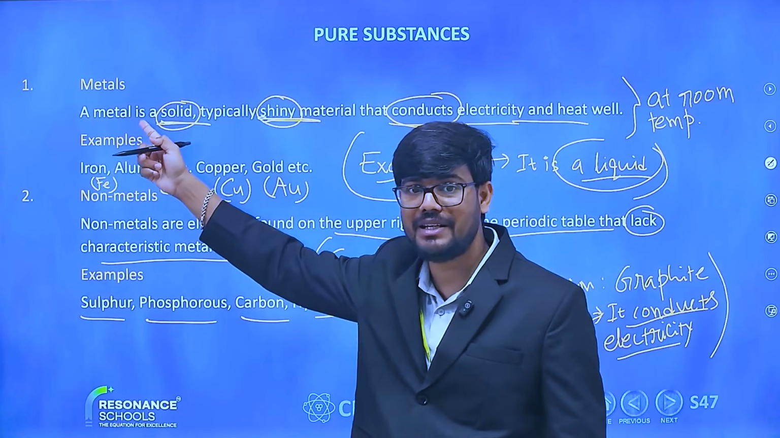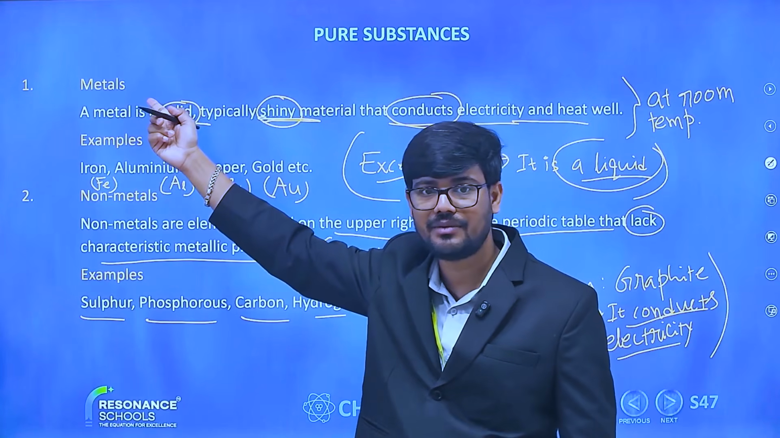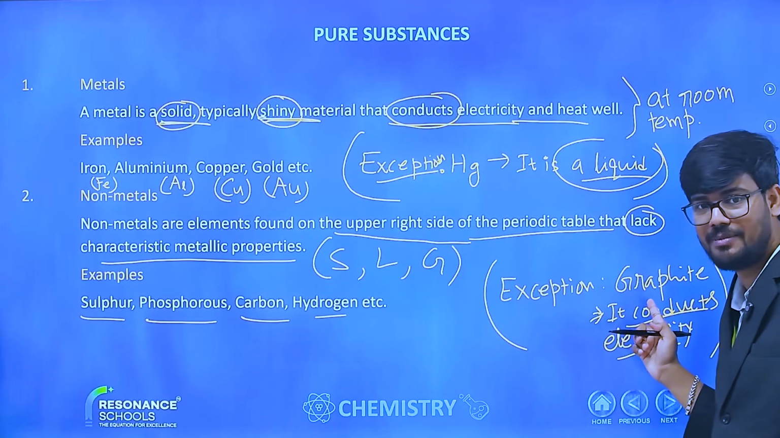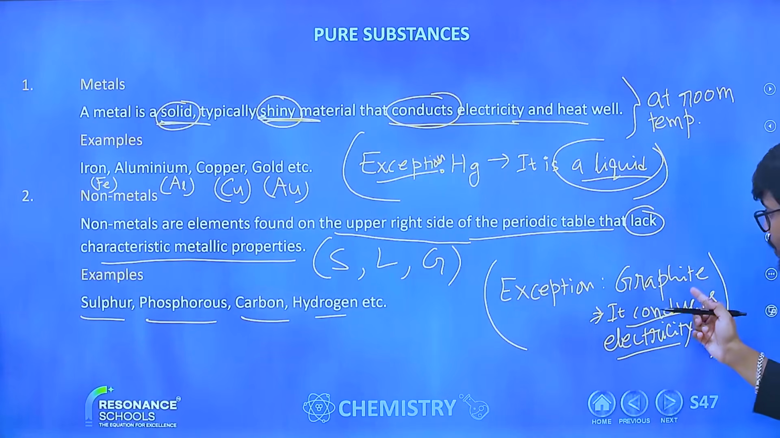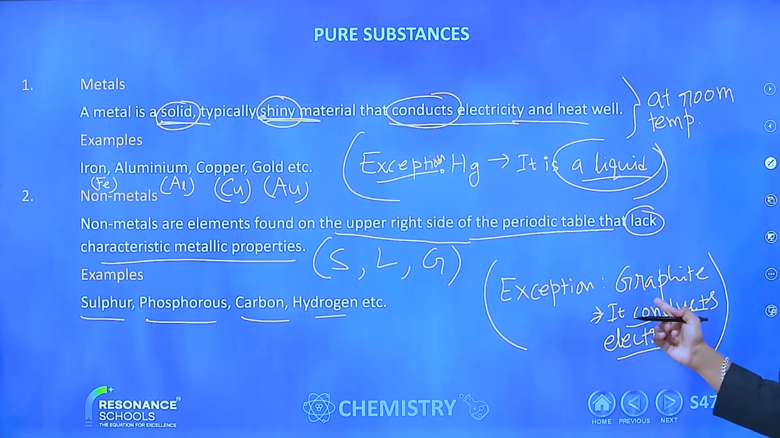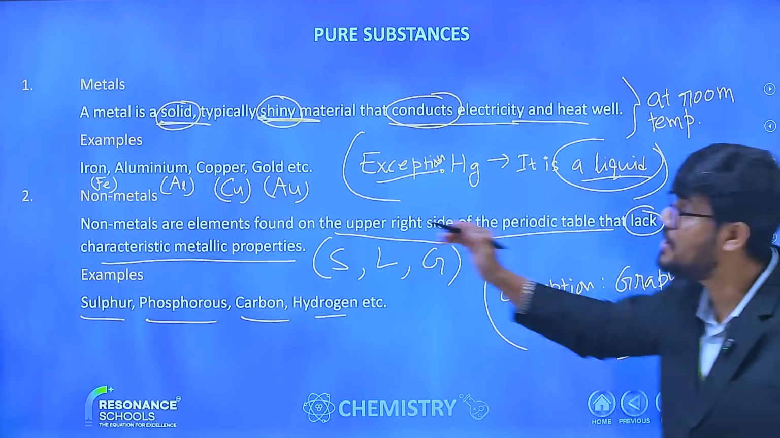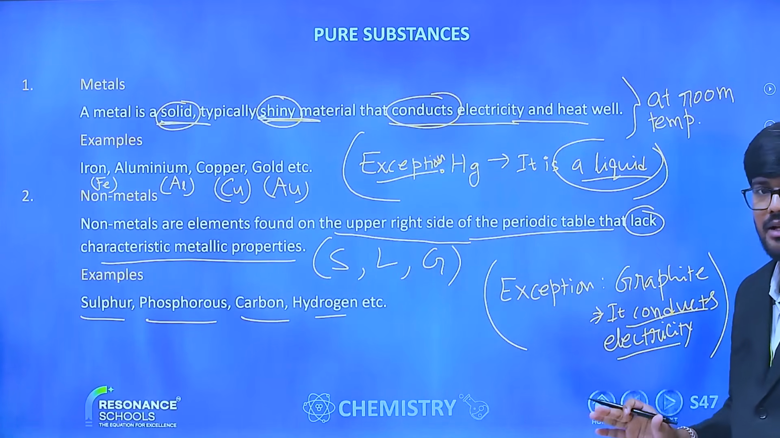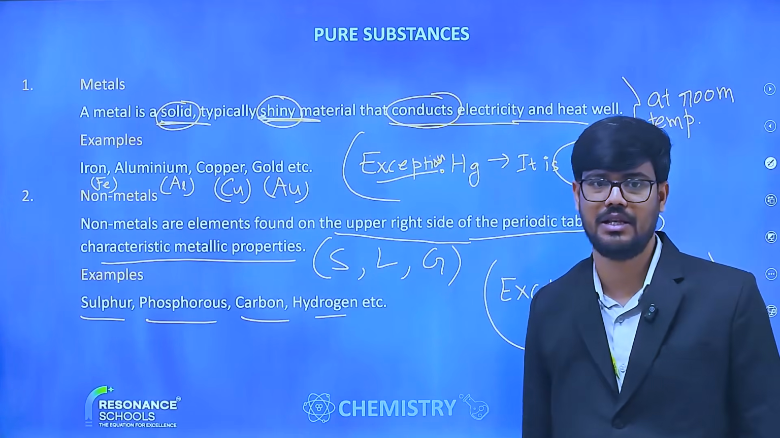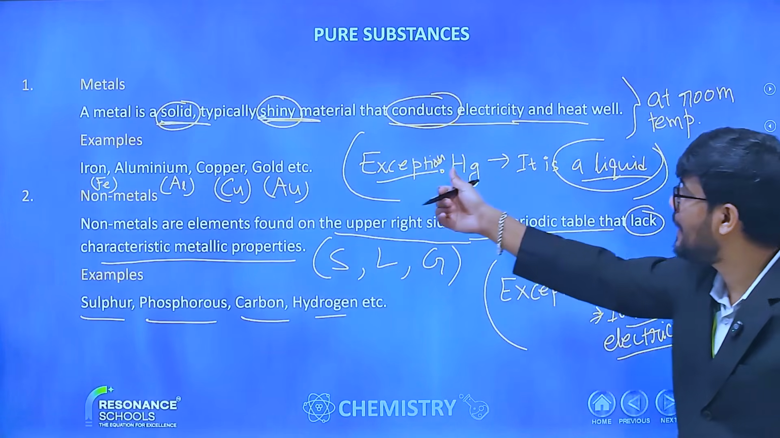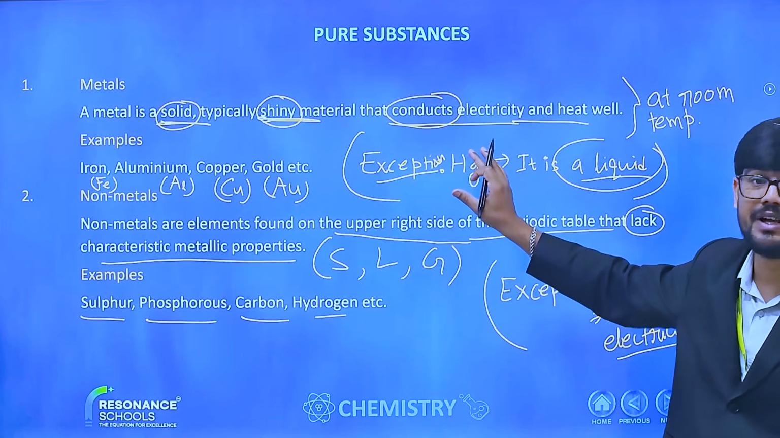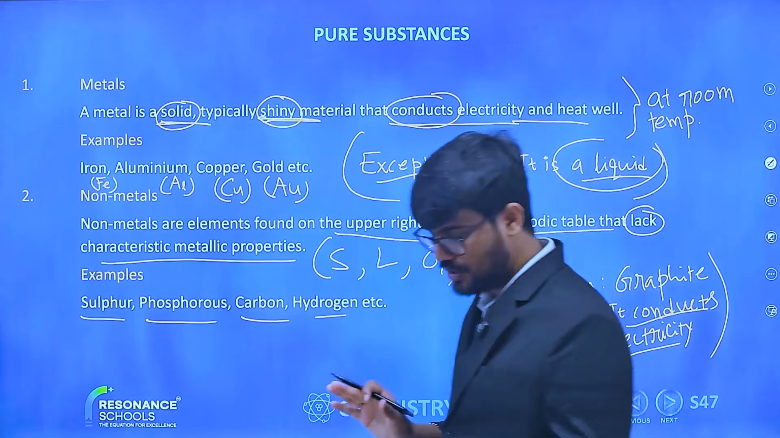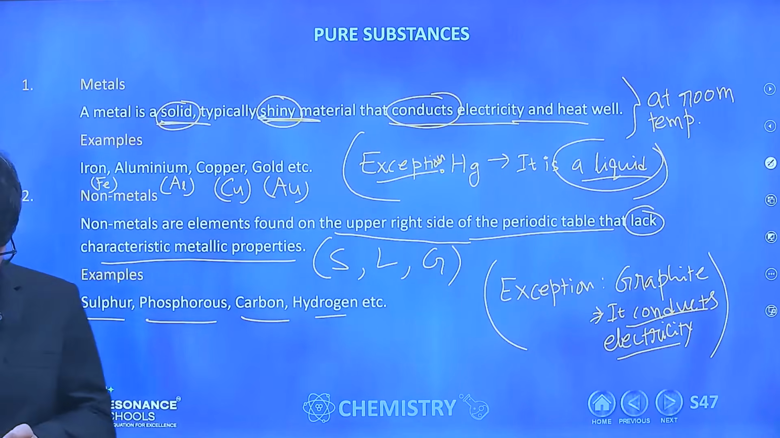Try to recall, metals are also conducting electricity. Here graphite is also conducting electricity. So can we call graphite a metal? No, because if I consider all its properties, most of the properties are similar to non-metals. That's why it is a non-metal. If I consider mercury, most of its properties are similar to metals. That's why it is a metal. Okay? I hope now the doubt is clear.